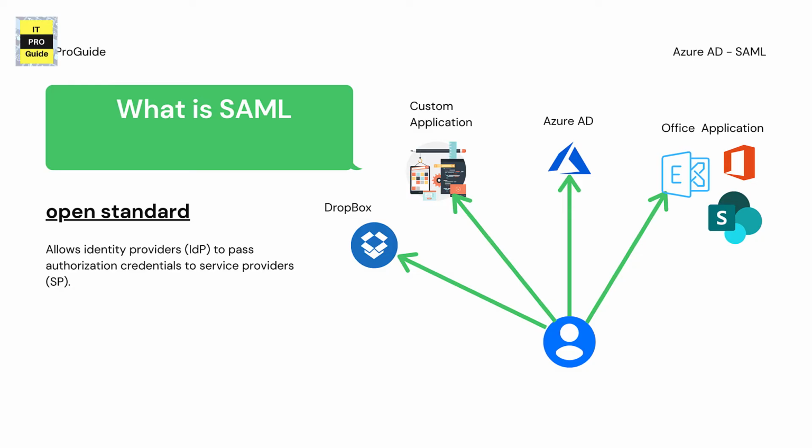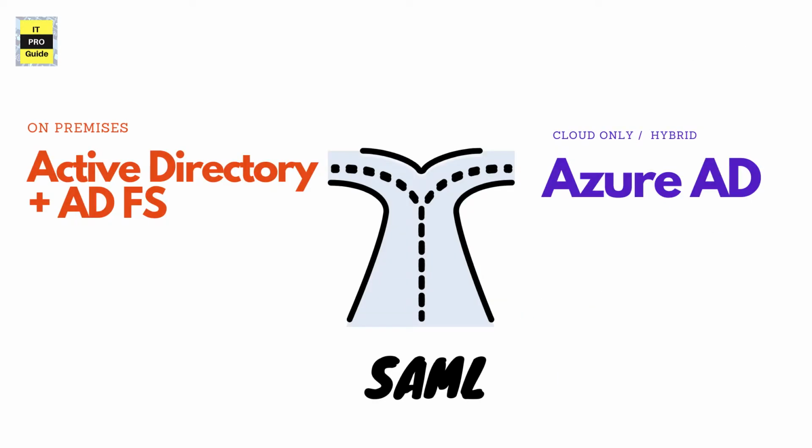SAML is a protocol for authentication. In your organization, you have one identity provider where the user's usernames and passwords are stored. Most probably it is Active Directory. Active Directory uses the NTLM or Kerberos protocol to authenticate applications, or Windows desktops get users authenticated from Active Directory.